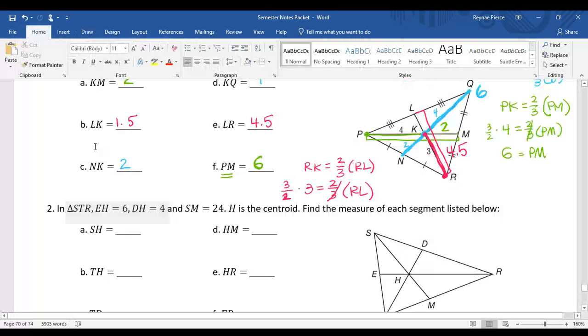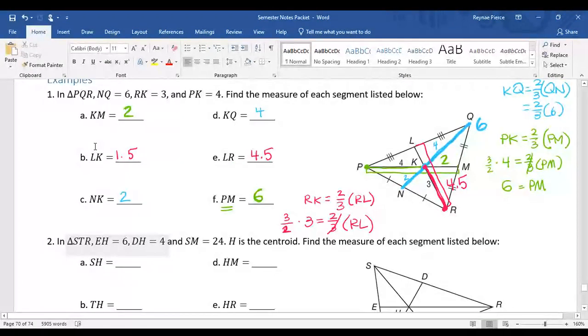You might pay attention to up here. If we focus on just Q to N, okay, that whole portion is 6. The bigger portion, from Q to K, or from the vertex to the centroid, is twice as long as it is from centroid to midpoint. Or from midpoint to centroid is half as long as it is from centroid to vertex. So keep that in mind as you try number 2 on your own.